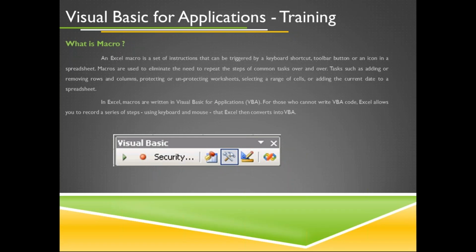I have shown you something in the last class called the developer option, the Developer tab on the toolbar. In that toolbar, we have a Visual Basic button. If you click on Visual Basic, and if you have written any macros in the class module or general module, they will be displayed. Macros are used to eliminate the need to repeat the steps of common tasks over and over.